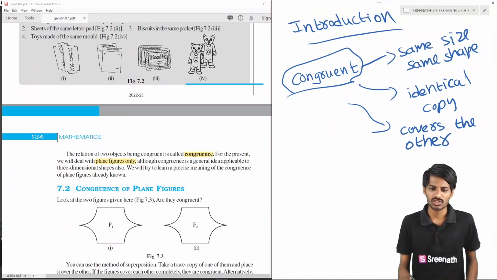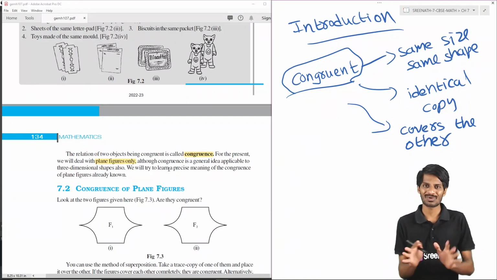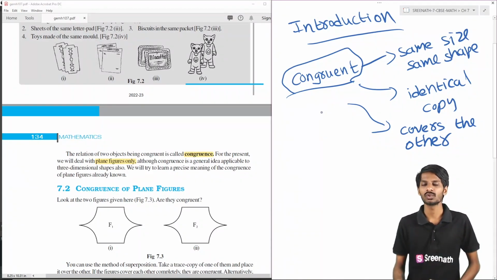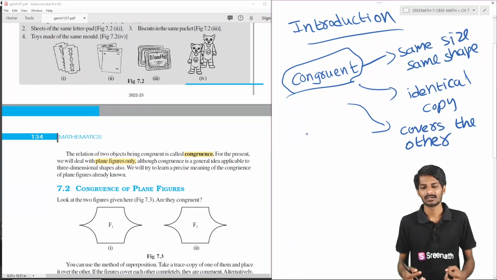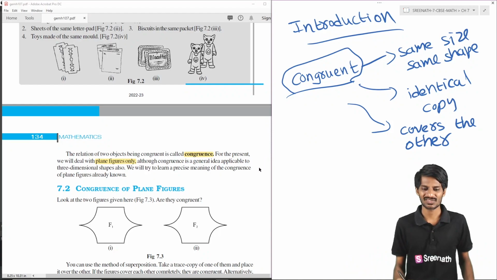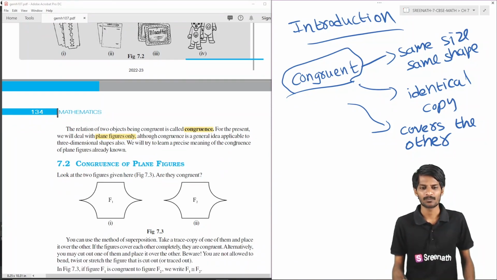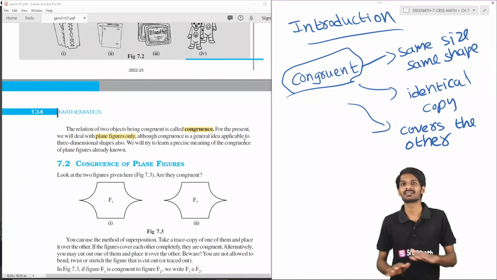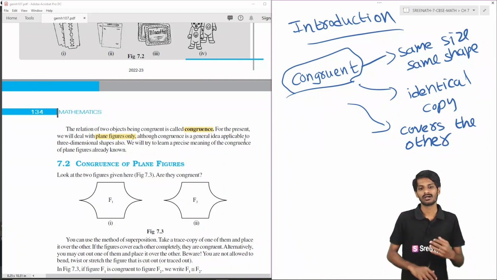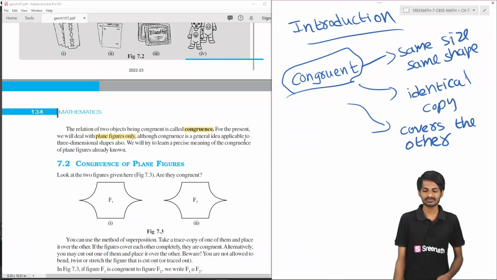The relation of two objects being congruent is called congruence. So when two objects are congruent, the relation is called congruency. Okay, students, that is the case. In this chapter, we are dealing only with plane figures, students. We are not discussing three-dimensional figures, only plane figures, students.